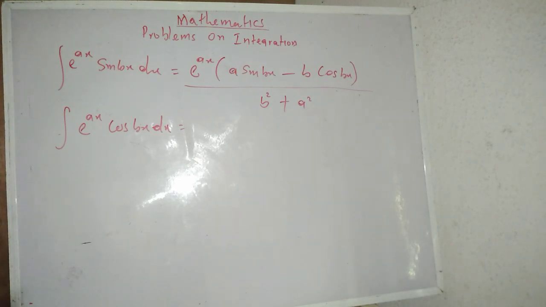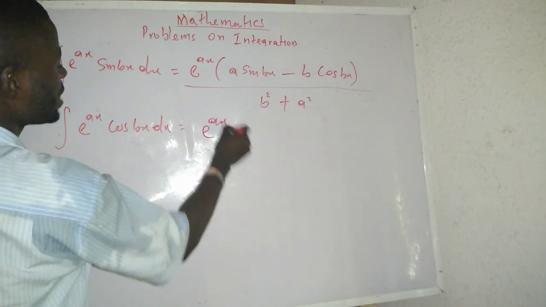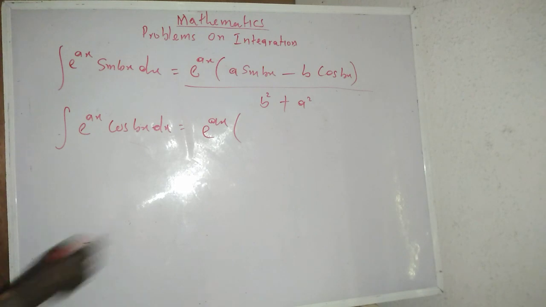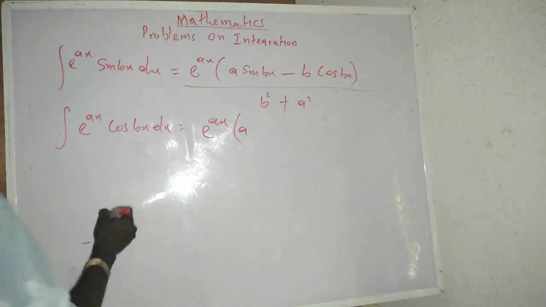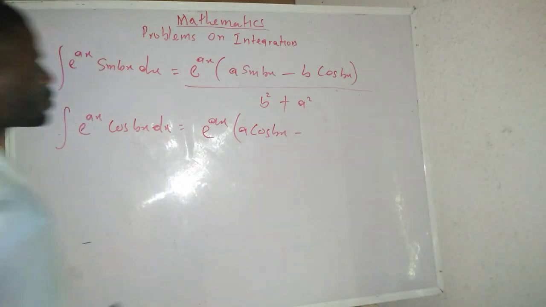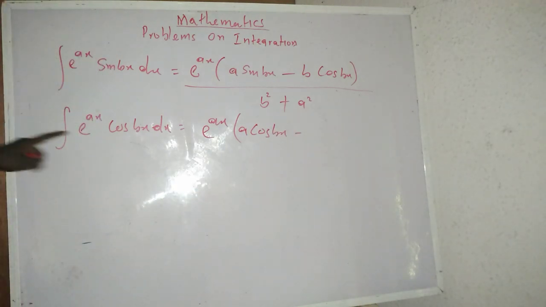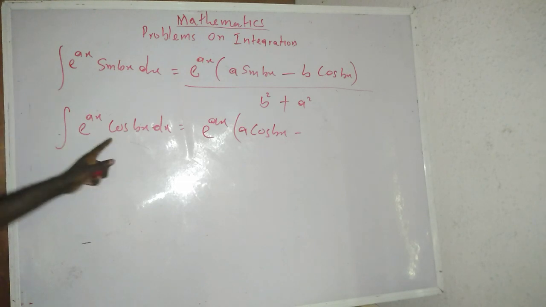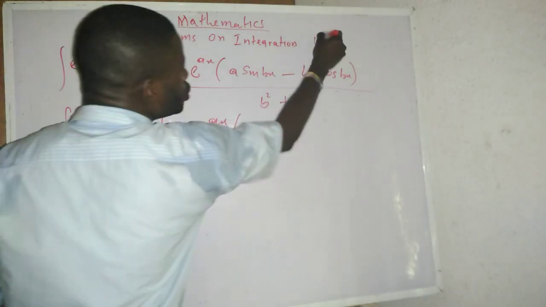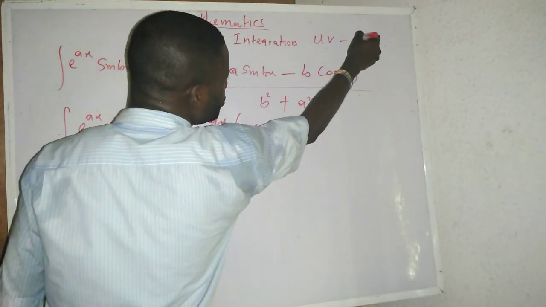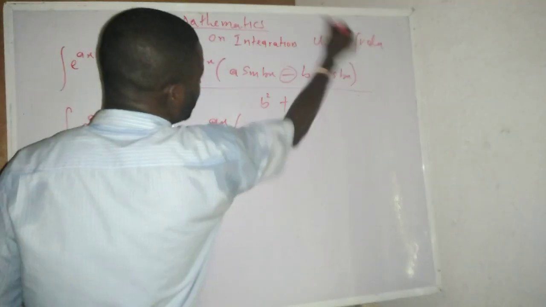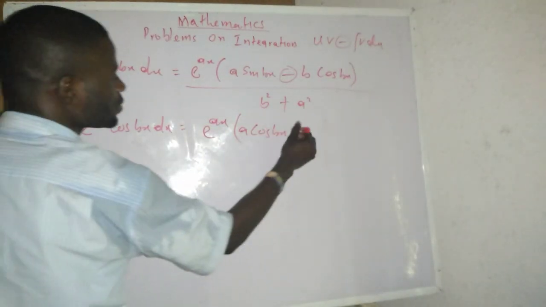If I have something like this, the same way, e raised to power x integral, if I differentiate the first one, I'll be having a cos bx. Now, once I differentiate this, I will have cos. I will have minus. That minus will turn it to be plus. Don't forget that uv minus integral of v du is very important. That's what produces this minus here. Now, which I will have plus.